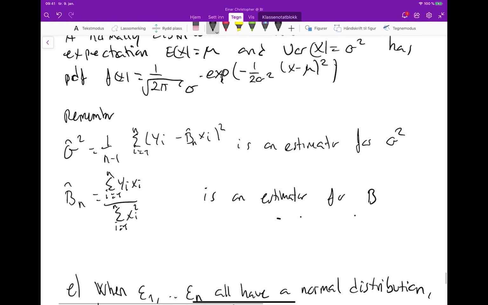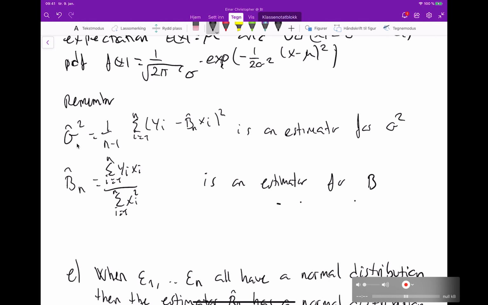And I also ask you to remember that we found that sigma hat squared on this form is an estimator for sigma squared, and beta n hat with this formula is an estimator for beta. Remember, sigma squared and beta were the unknown parameters in the model. So therefore we have estimators to estimate these parameters.